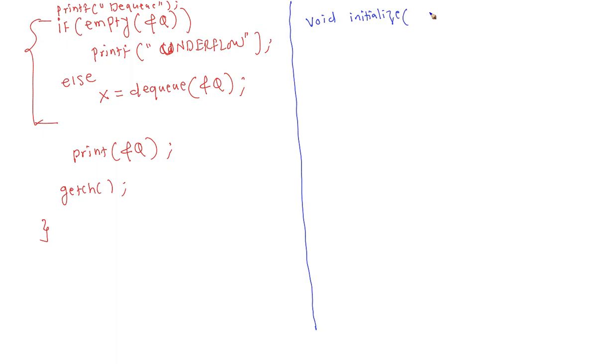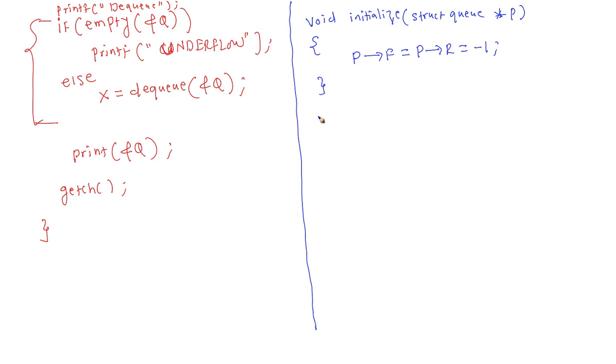To this initialize, we pass the address of the queue. So that address will be stored in a pointer, struct queue star p, okay? And we'll simply set p arrow f equal to p arrow r equal to -1, right? So that's it. That's the initialize function. So both f and r will be set to -1.